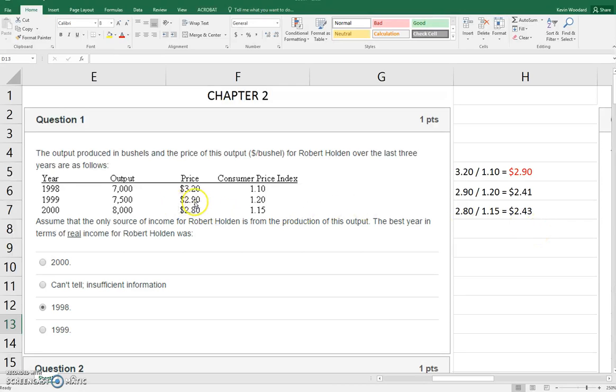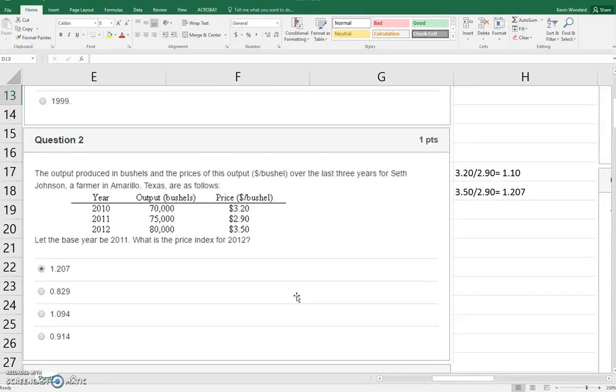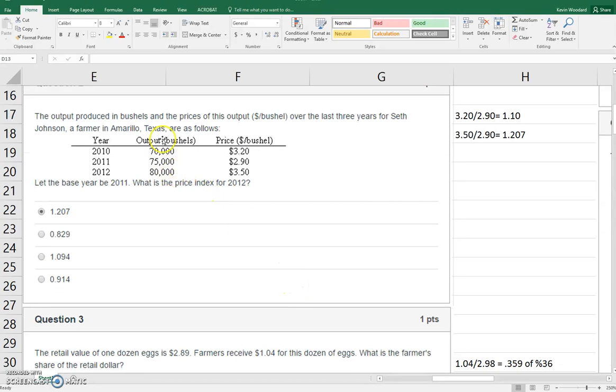If we take the same for the 290, divide it by its index, the 280, divide it by its index, and we realize that $2.90 has a higher value, obviously, than the other two. So in real dollars, as we look back, we can say that this 1998 was the best year given that information. So the output produced in bushels and the prices of this output.